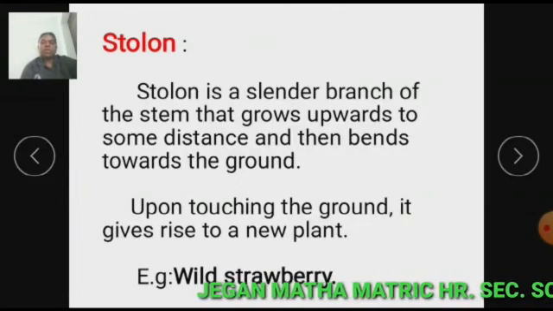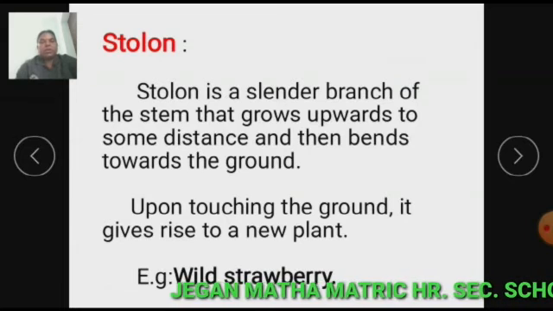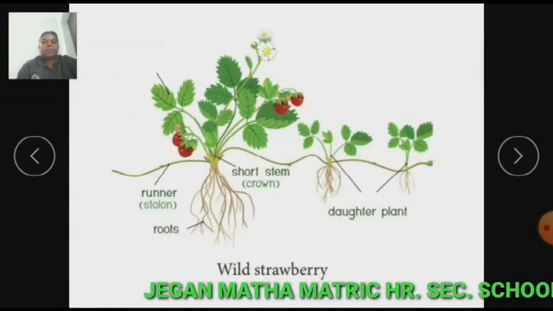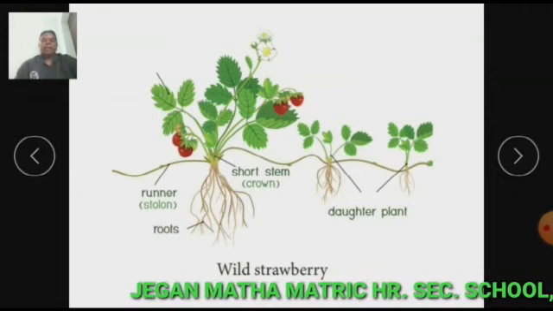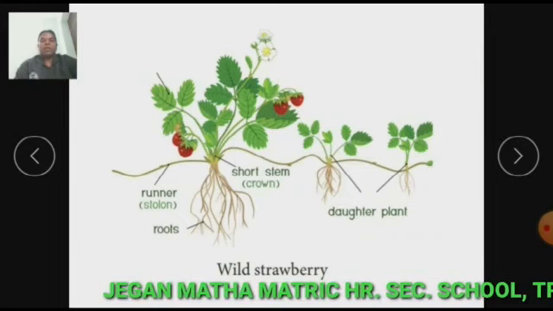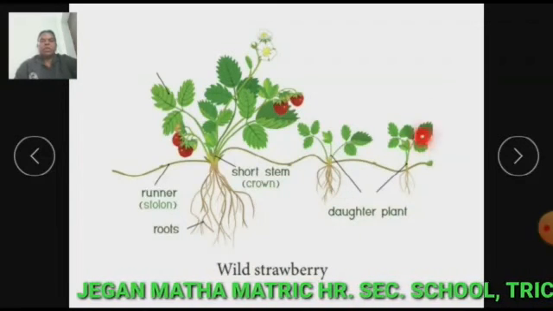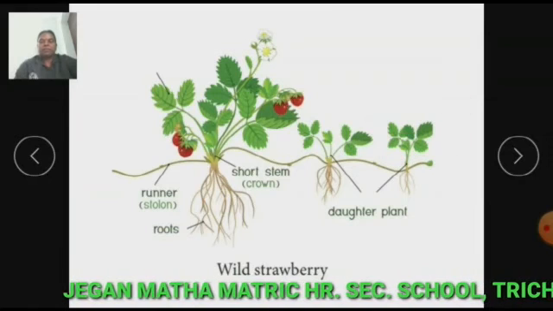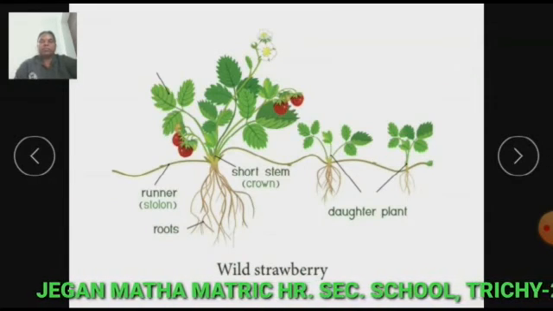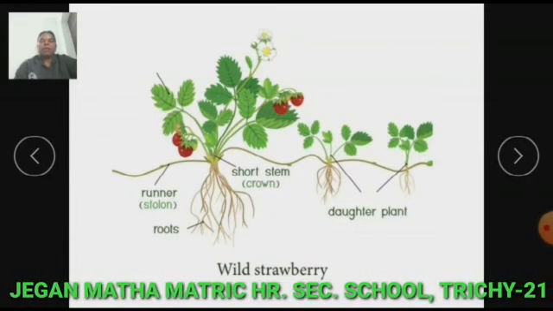Stolon. Stolon is a slender branch of stem that grows upwards to some distance and then bends towards the ground. Upon touching the ground, it gives rise to a new plant. Example, wild strawberry. This is wild strawberry plant.